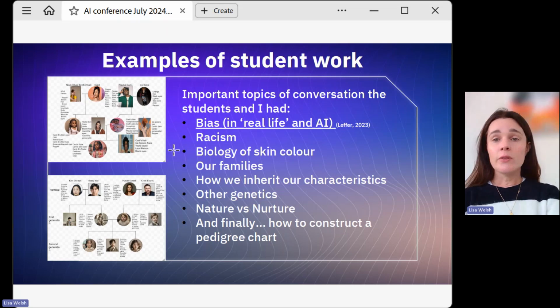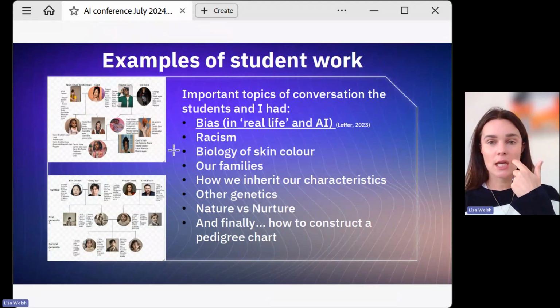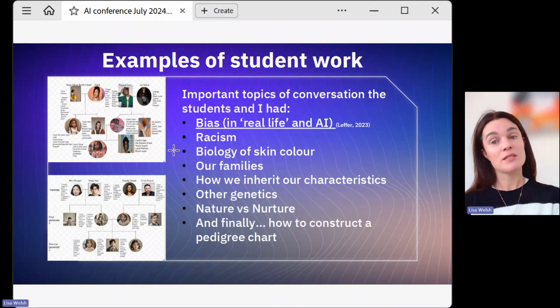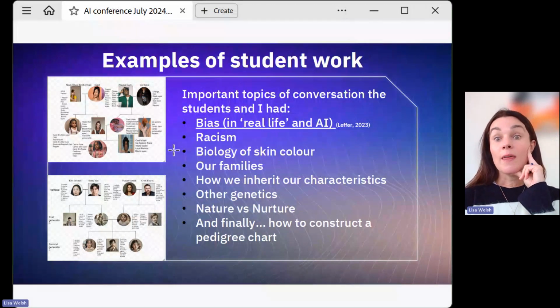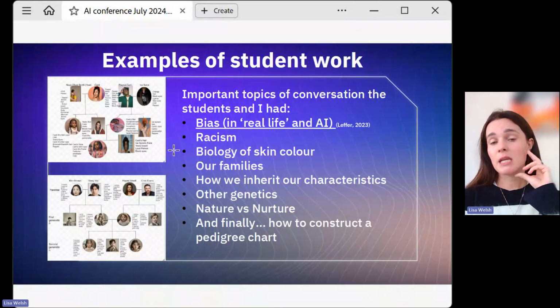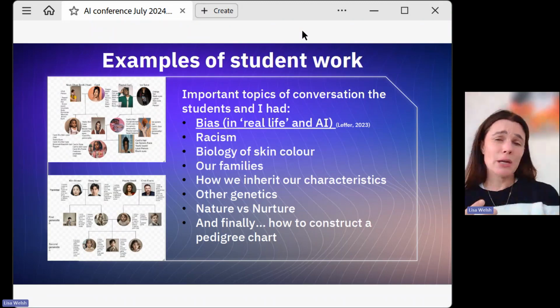One of the main ones, which I touched upon right at the start of the year with them, but they don't really get to know it until they experience it, is the bias that we have in real life and specifically in AI that I had mentioned earlier. I have a link to a really nice article about that there. That took up a lot of time in our lesson, us talking about this, and it led on to a lot of other really important topics such as racism and skin color. It was really nice in that I found out about their families.